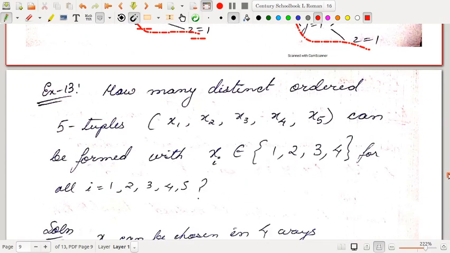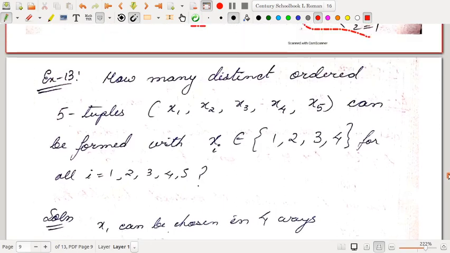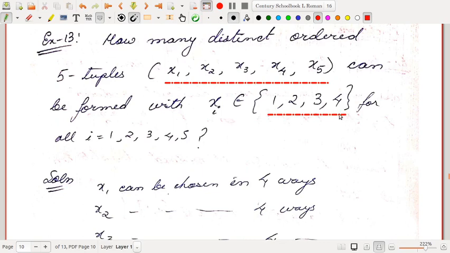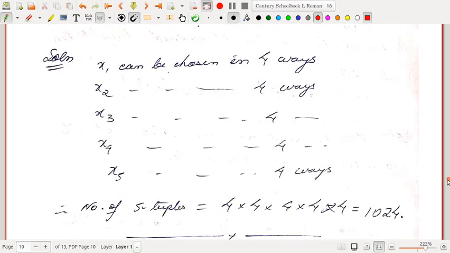How many distinct ordered 5 tuples can be formed? 5 tuples means there are 5 coordinates here and the order is important. Can be formed with xi belonging to this set 1, 2, 3, 4. So how many options can x1 take? X1 can take 4 options. X2 can be chosen in 4 ways. X3, each of them can be chosen in 4 ways. So total number of 5 tuples will be 4 into 4 into 4 into 4.